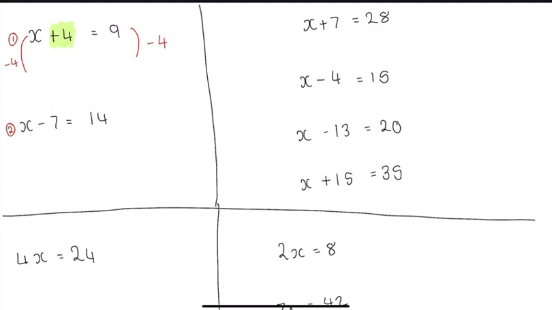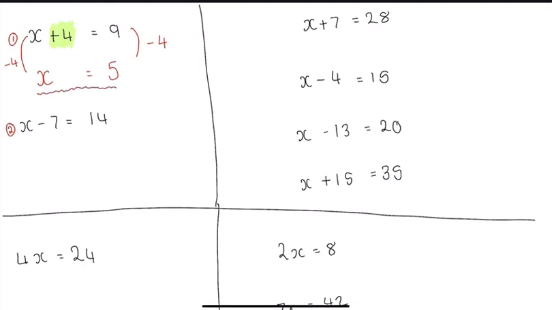So x add 4 take away 4 is just going to leave me with x because 4 take away 4 is just 0. And then on this side, I'm doing 9 take away 4, which leaves me with 5. So x would equal 5.